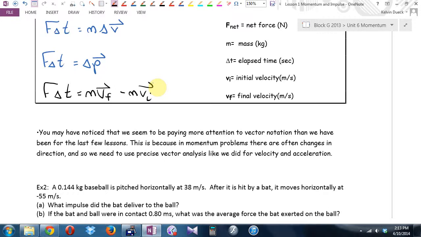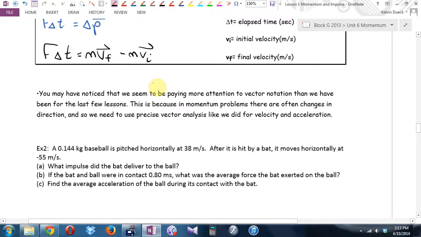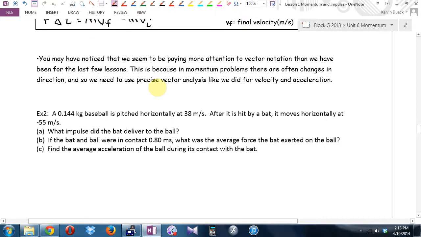Just because in a car crash, I usually know V final. What's V final in almost any car crash? 0. And usually V initial is, look at the speedometer. Anyways, you may have noticed I wrote here that we seem to use vector notation.